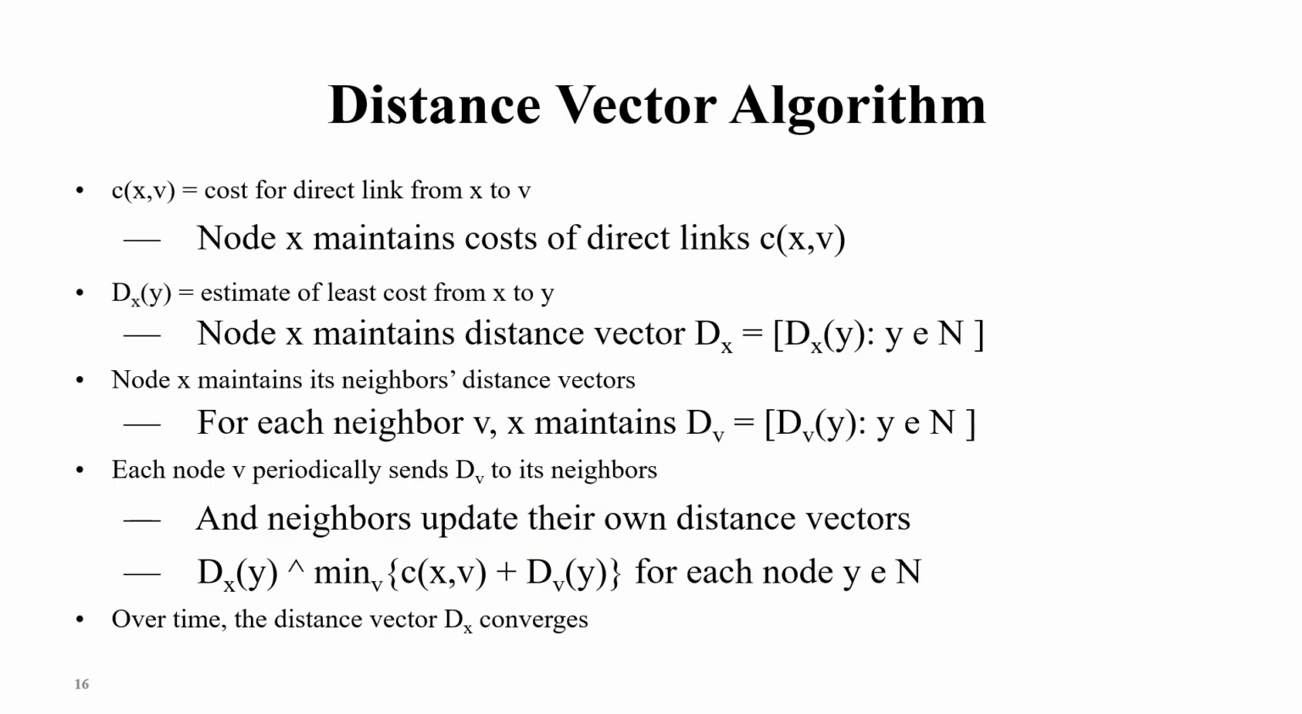Actually, node x maintains the cost of direct links c(x,v). Also, it maintains the distance vector Dx. Then for each neighbor's distance vector, we need to calculate Dv, and neighbors update their own distance vector. Dx(y) = min over v of { c(x,v) + Dv(y) } for each node y in N.